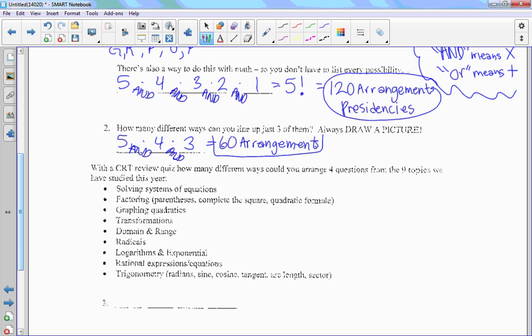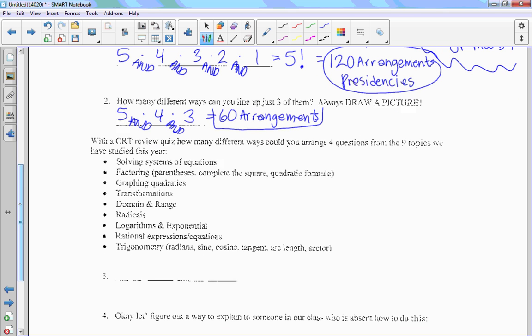Okay, so we're going to change CRT to Sage. Sage review quiz. How many different ways could you arrange 4 questions from the 9 topics? Okay, there are 9 topics listed. So we only have time to review 4 of them. So how many different ways, when we care about the order in which we review them, could we review 4 topics?